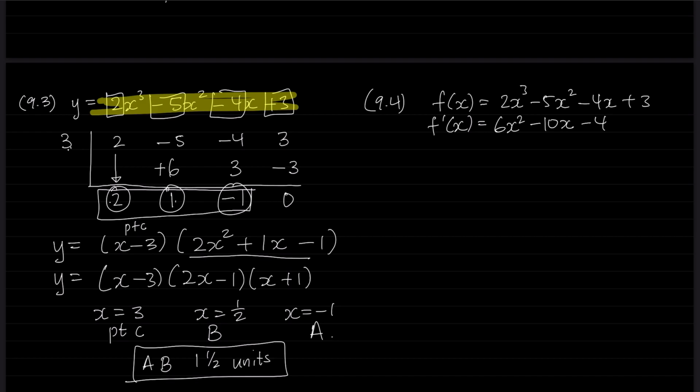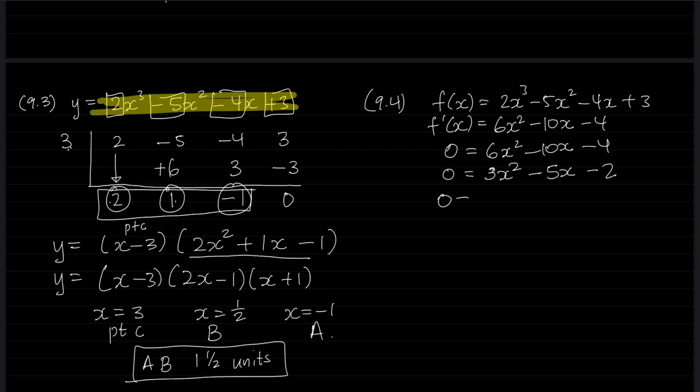Then equate this to 0. So 0 is equal to 6x squared minus 10x minus 4. We can divide everything by 2, not by 3. So 0 is equal to 3x squared minus 5x minus 2.